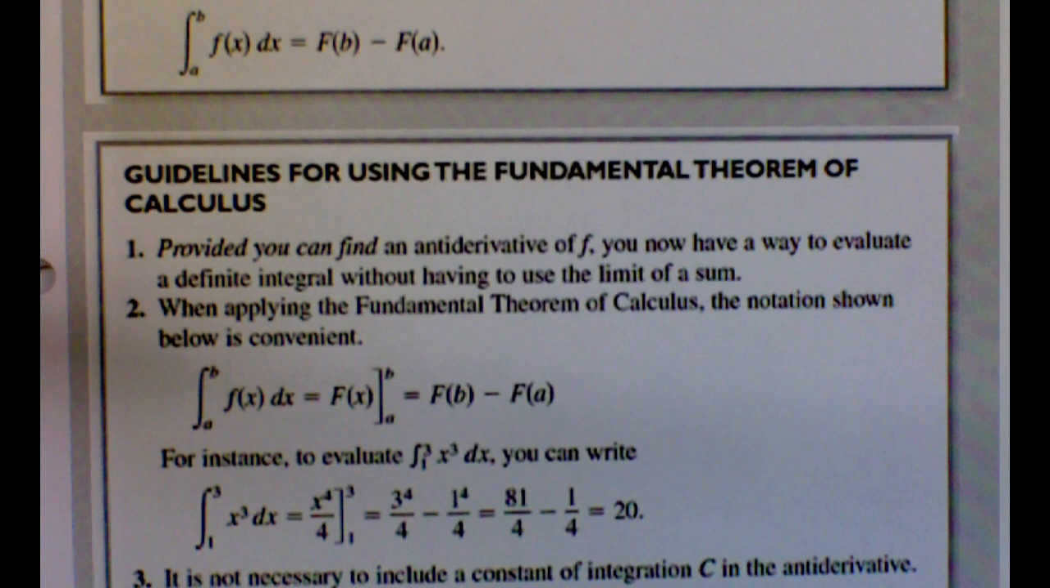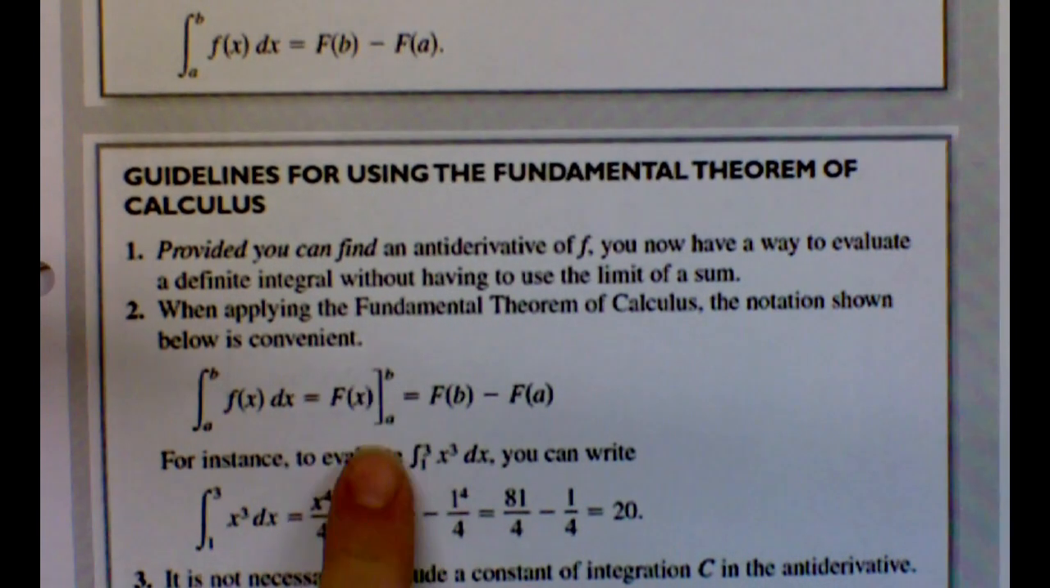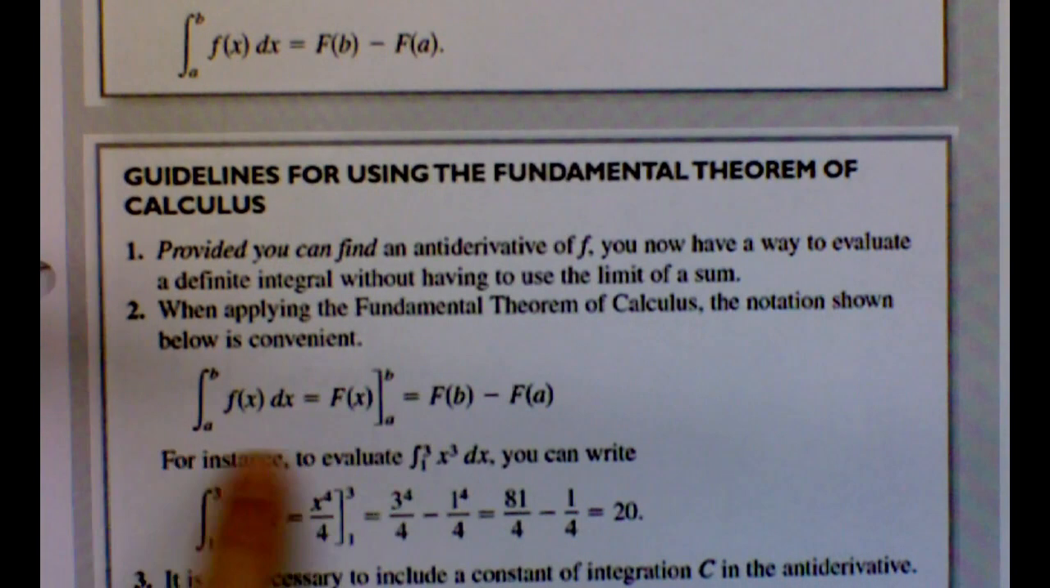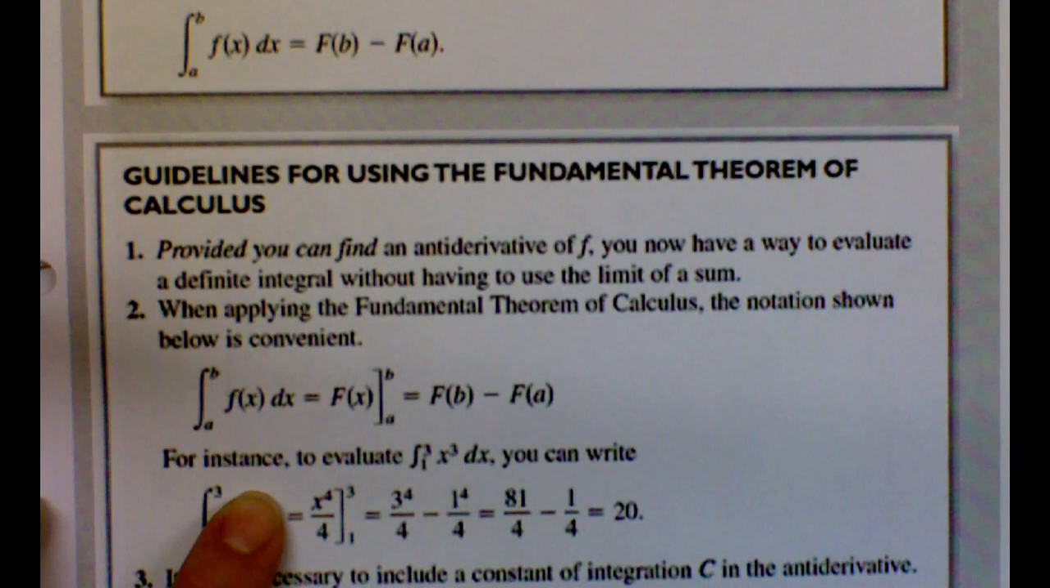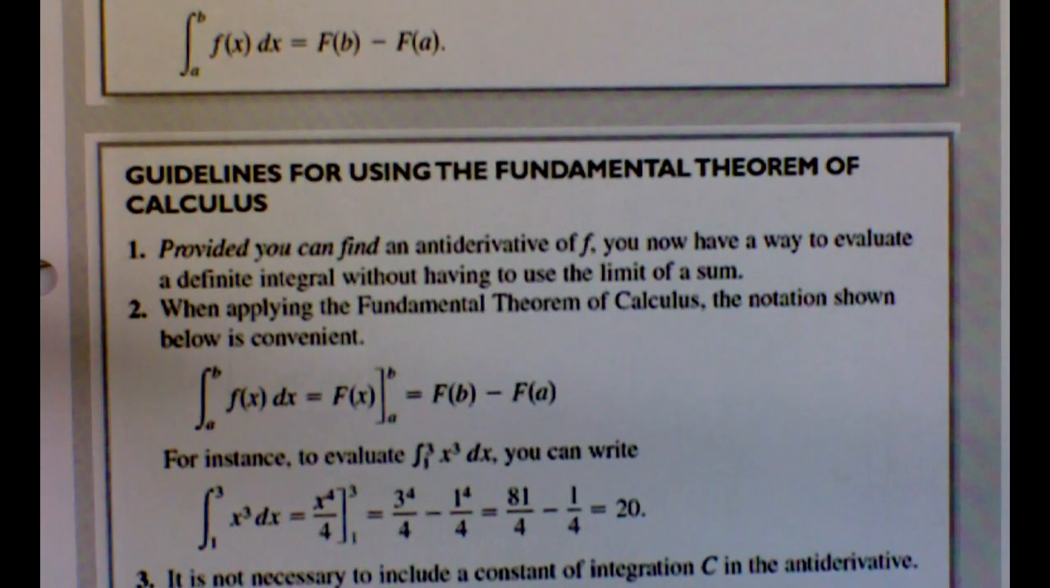When applying the fundamental theorem of calculus, the notation shown here is pretty helpful. It's what you basically use. We use a little bracket type thing, or sometimes we just use a straight line. We put those integration bounds after that antiderivative. So to evaluate the integral from 1 to 3 of x cubed dx, we would write it like this, and then the antiderivative of x cubed is x to the 4th power over 4 from 1 to 3. Plug in 3 minus plug in 1, we got 20 there.